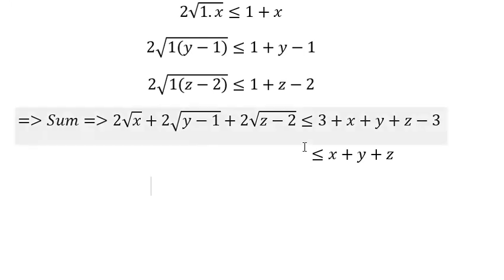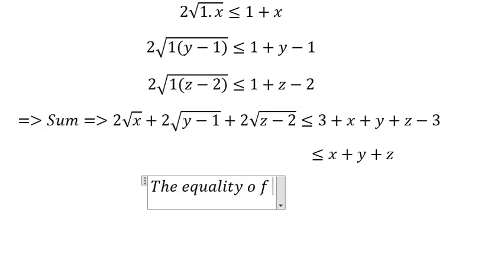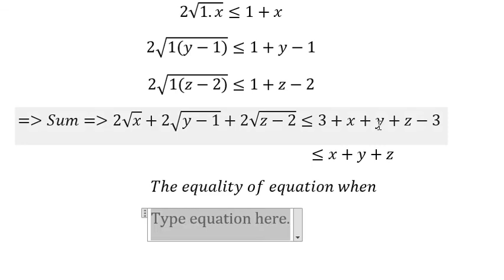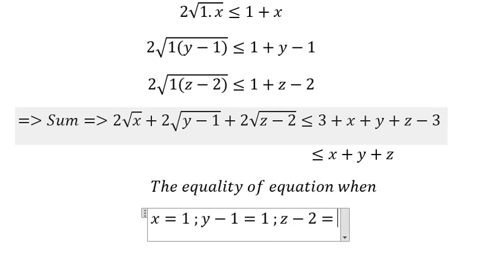Now, because we only find the equality side, the equality of the equation, when x equals 1, y minus 1 equals 1, z minus 2 equals 1.